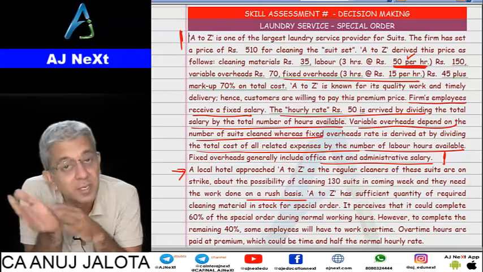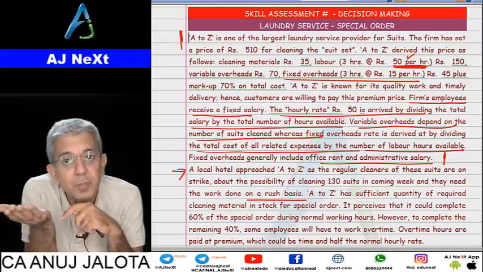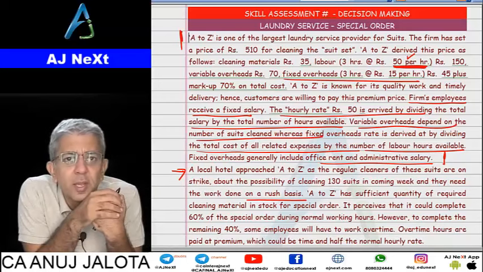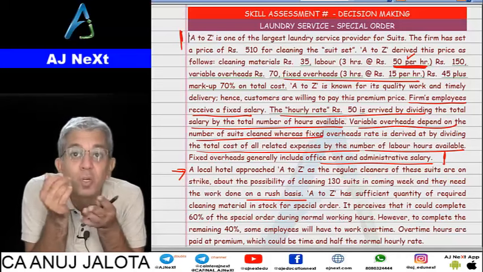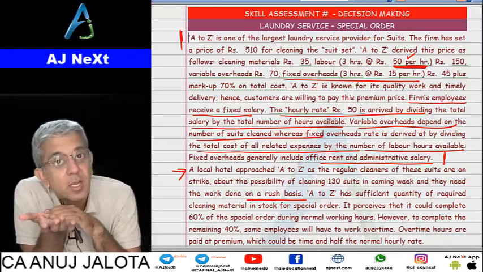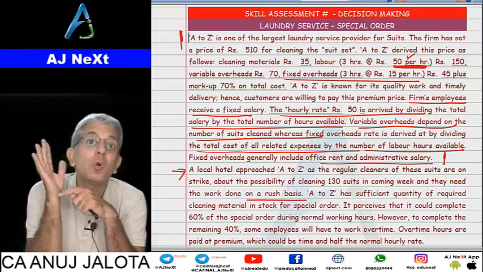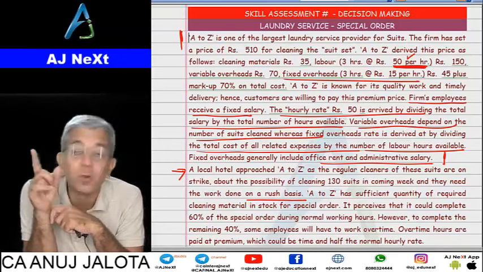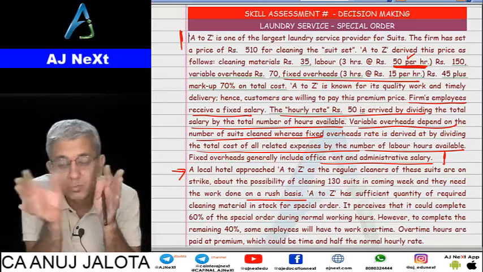This is one side, but the other side is also there. They might have approached not only us, but many other people. So if you consider this scenario, then we might have to quote as less as possible to get this order. It might happen that once we do a nice job with these people, they might throw out their regular cleaners and give the further contracts to us. So both these are two sides of a coin.